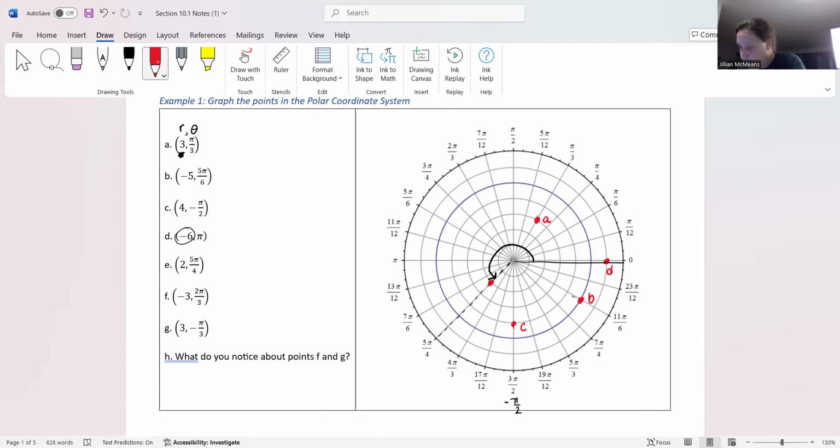So this is point E. All right, so sweep out your angle and then go however many units from the pole on the terminal side if r is positive, in the opposite direction of the terminal side if r is negative.